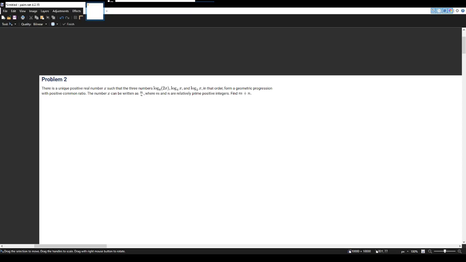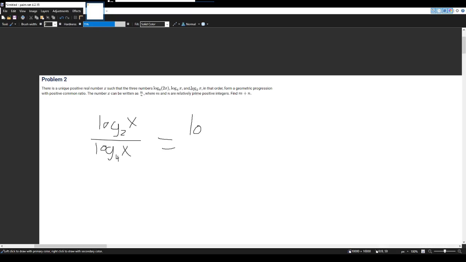First, we see that it's a geometric progression, which means that the ratio stays constant and it's positive, so it's not going to flip back and forth between negative and positive. So we can write, since it says in that order, log base 2 of x over log base 4 of x is going to be equal to this one over this one, log base 4 of x over log base 8 of 2x.